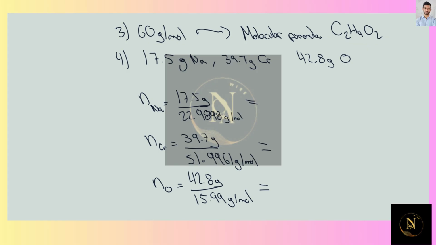So the result for each of them is going to be, first of all, for sodium, 17.5 over 22.998, we're going to have 0.76. For chromium, we're going to have 0.76 as well. And finally, for oxygen, we're going to get 2.67.